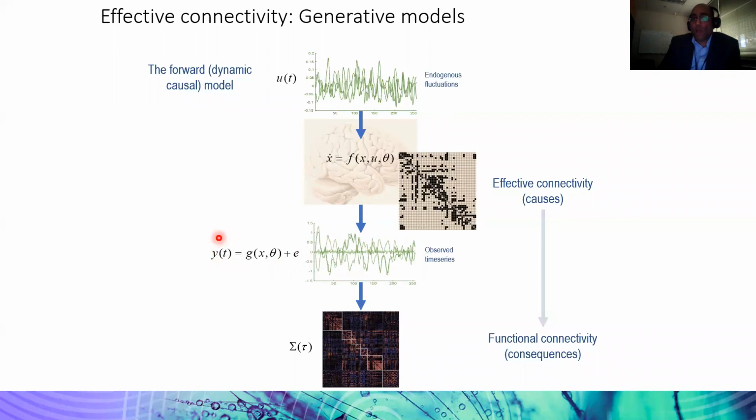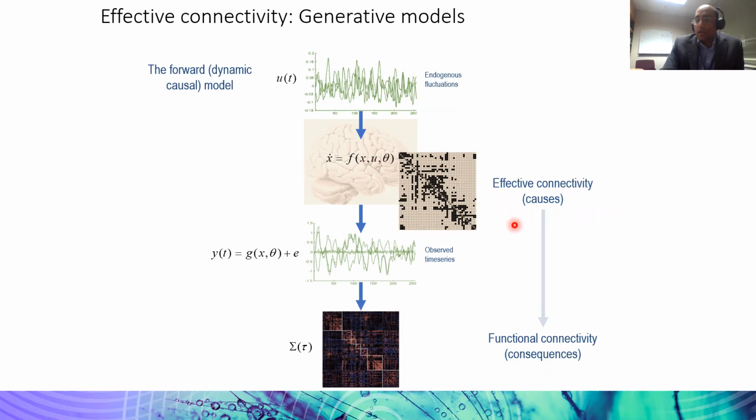This function g here is what we call hemodynamics, and this is how the neural activity is coupled with the outside world. This is the hemodynamic function. Then from these time series, or the MRI data, we can calculate some statistics like correlation. This is what we call functional connectivity. So we consider the connectivity theta as effective connectivity and this as functional connectivity, which we can measure. Functional connectivity is the consequence, and effective connectivity are the causes.